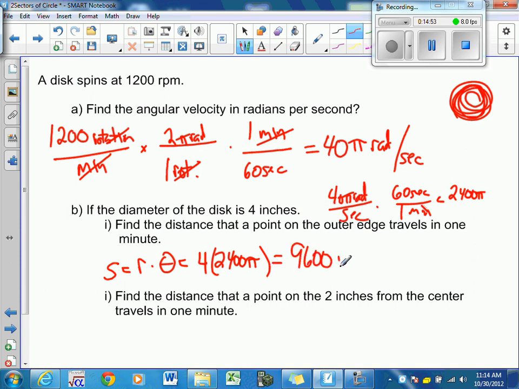Now, if the distance is a point 2 inches from the center, all that changes is I get a 2 instead of a 4, and I would get 4,800 pi inches.